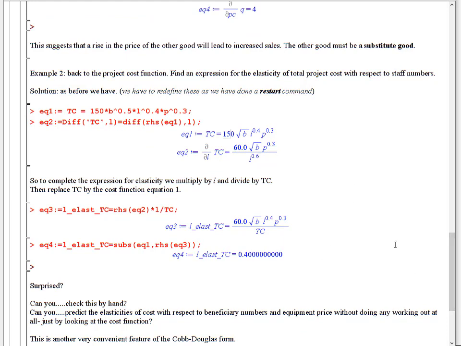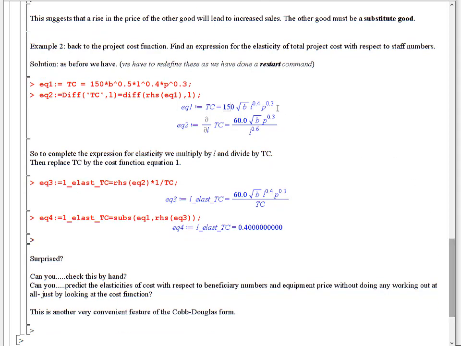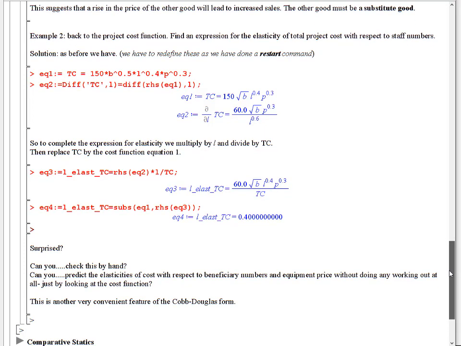yes, it is that obvious that the elasticity of total cost with respect to the price of equipment would be 0.3 from here, and with respect to beneficiaries would be 0.5 from here. So this is a very convenient feature of this Cobb-Douglas form, that when you have a form like this, you can just straight away look and say, okay, this with 0.5 is the one where the biggest possible source of increase of costs is. This with 0.4 is the next most important. This 0.3 is the next. So these numbers turn out to be the elasticities for each of the arguments of the function, which is very, very convenient.